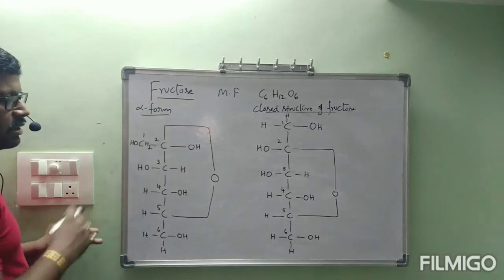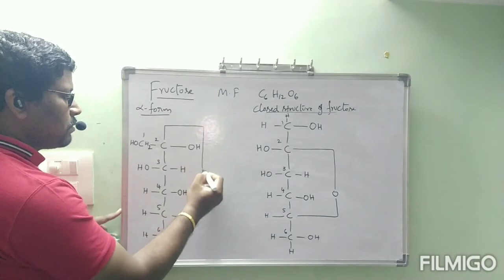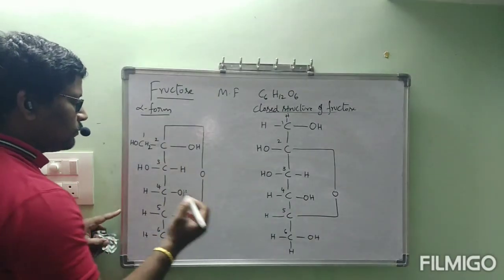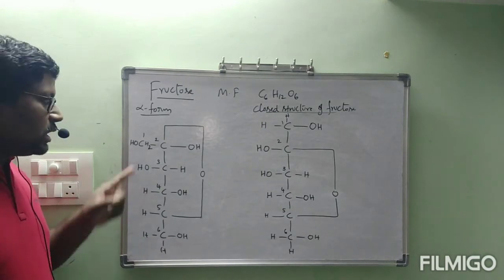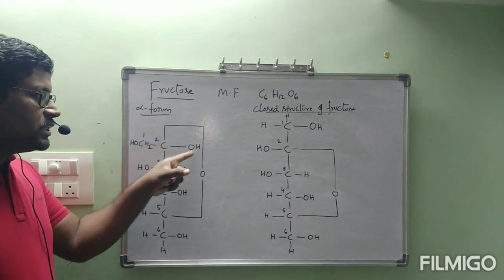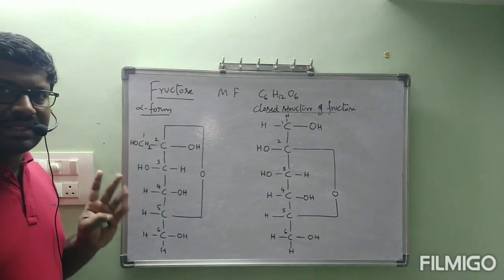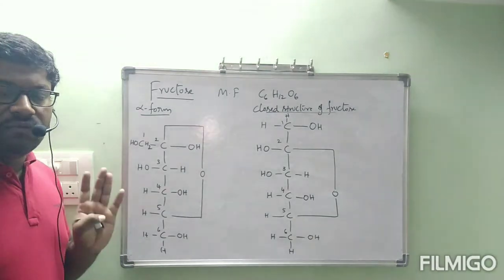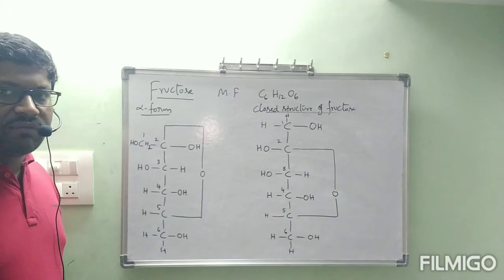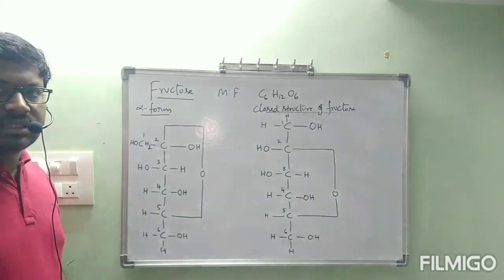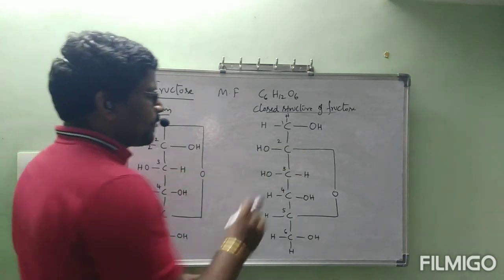This is the alpha form of fructose. On second carbon, OH is on right side, CH2OH is on left side. Don't bother about CH2OH, just remember OH position. If OH is on right side, then it is called alpha form. If OH is on left side, then it is called beta form. Now I am going to write the beta form also.